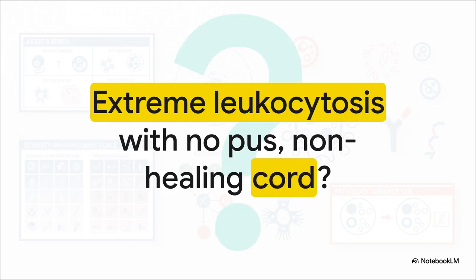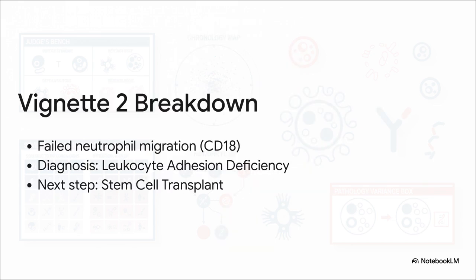Let's fire off Vignette 2. A 3-week-old neonate is being evaluated for a persistent, non-healing umbilical stump. You observe significant erythema, but absolutely 0 fluctuance or purulent drainage, no pus at all. A complete blood count reveals an extreme white blood cell count of 48,000 with 85% neutrophils. What is your diagnosis?